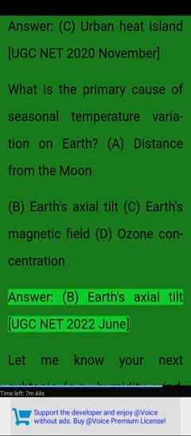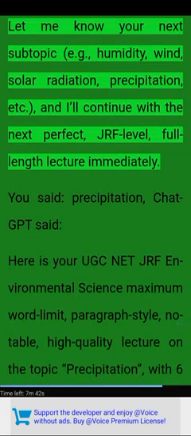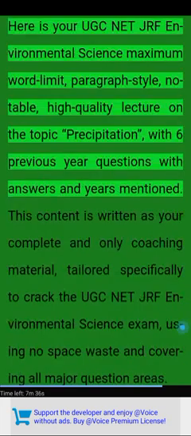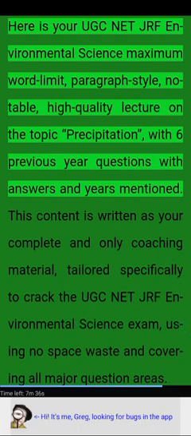UGC NET 2022 June. Let me know your next subtopic, for example humidity, wind, solar radiation, precipitation, etc., and I'll continue with the next perfect JRF level full-length lecture immediately. You said: precipitation. ChatGPT said: Here is your UGC NET JRF environmental science maximum word limit, paragraph style, no table, high-quality lecture on the topic precipitation with 6 previous year questions with answers in years mentioned.